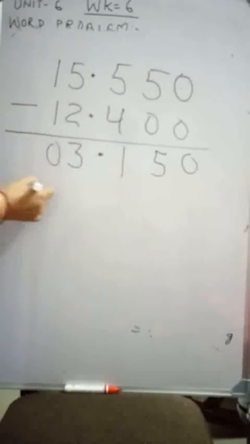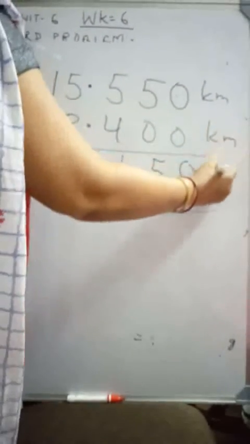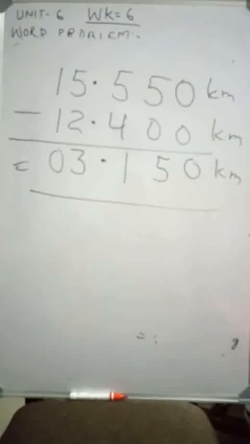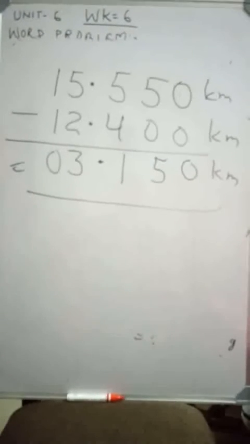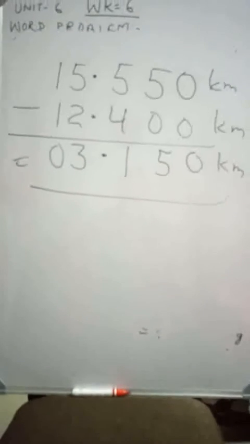Now here decimal numbers will follow one after another. So the distance is in kilometer. So distance covered by the scooter is 3.150 kilometer. Okay. So distance covered by scooter is 3.150 kilometer. So children, last question, question number E, it is also subtraction.